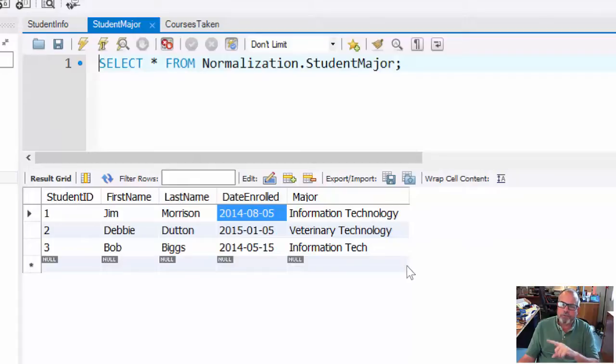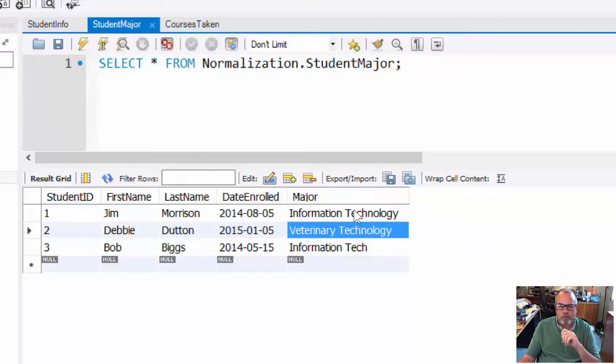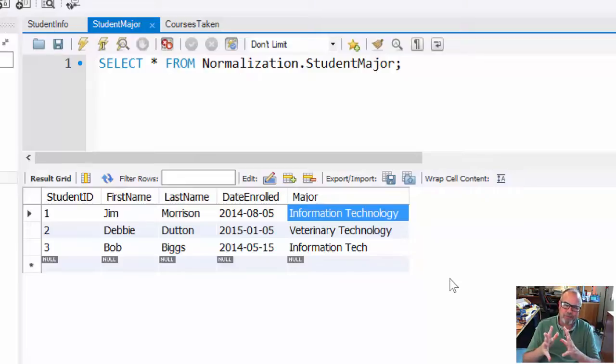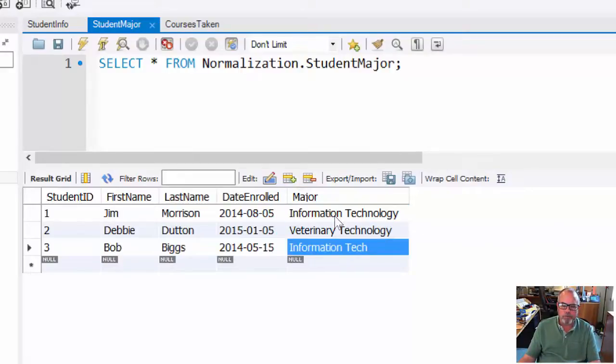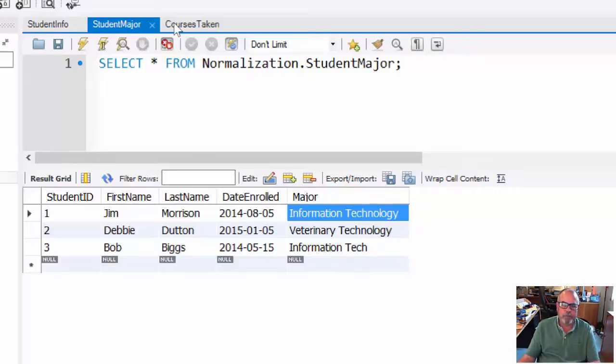Now, this table still has a problem, and that is it stores the major. The major isn't determined by the student. The major sits apart from the student. We'll fix that when we get to third normal form. But because we're storing major in more than one place, we have the opportunity for inconsistency. So these two students who are both majoring in information technology, we're storing that fact of the major in more than one place, so it can become inconsistent, as it does here.